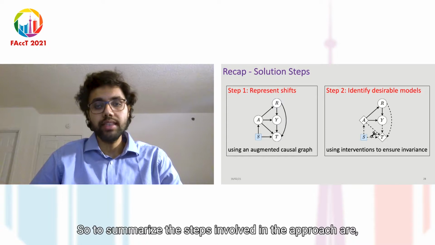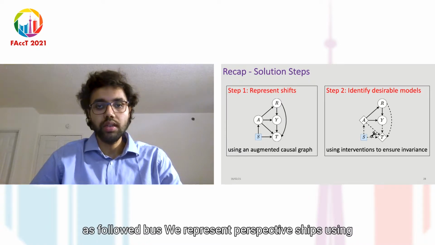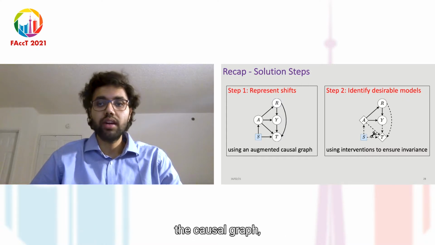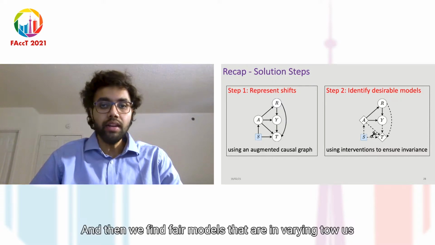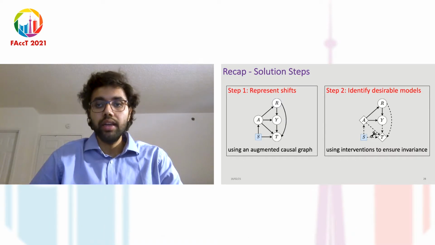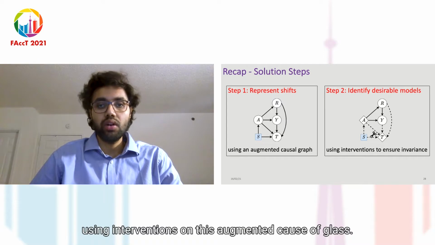So to summarize, the steps involved in the approach are as follows. First, we represent prospective shifts using the causal graph, which is augmented with the shift indicator S. And then we find fair models that are invariant to S using interventions on this augmented causal graph.